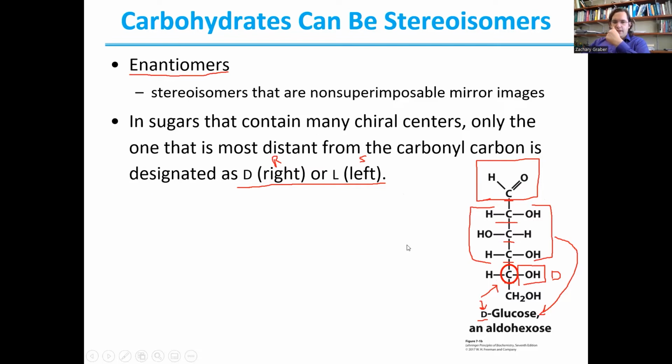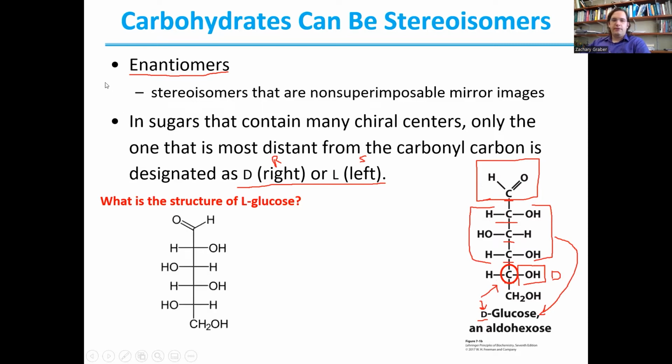So if this is D-glucose, what would the structure of L-glucose be? Well, again, that letter there refers to our final chiral center. So it might be easy to imagine that all we have to do is switch our chiral center at the end over to the left, and we would have L-glucose. In fact, this is actually L-idose.